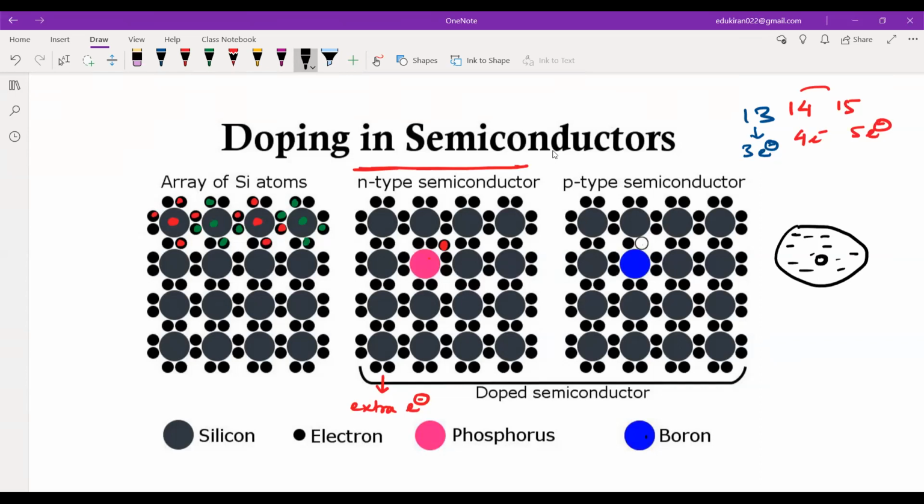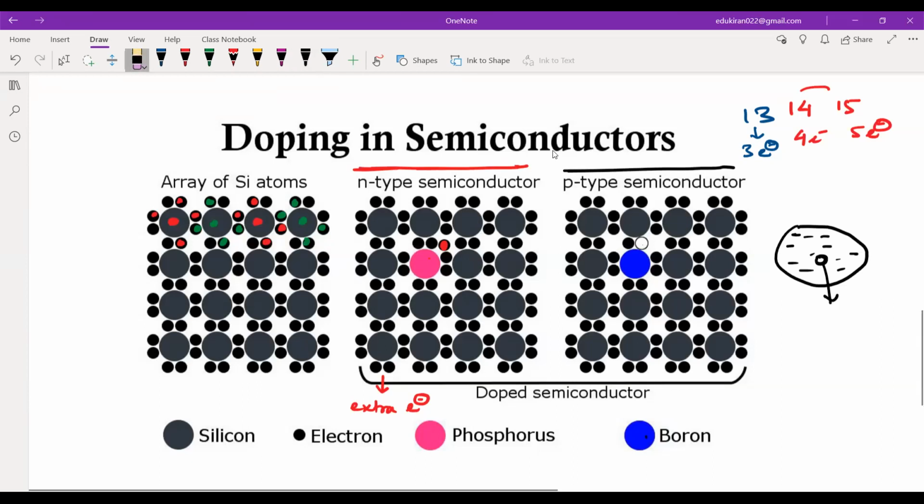You can also imagine it like this. You have a colony in which everyone is a billionaire, and there is one person who is a millionaire. So he will feel like a poor person there, right? Similarly, if you have a sea of electrons, a hole in a sea of electrons will feel like a positive charge, and that is why these are known as p-type semiconductors.